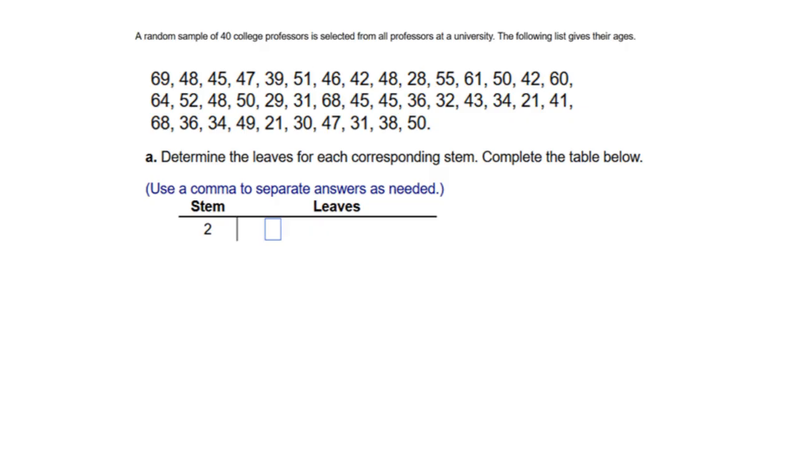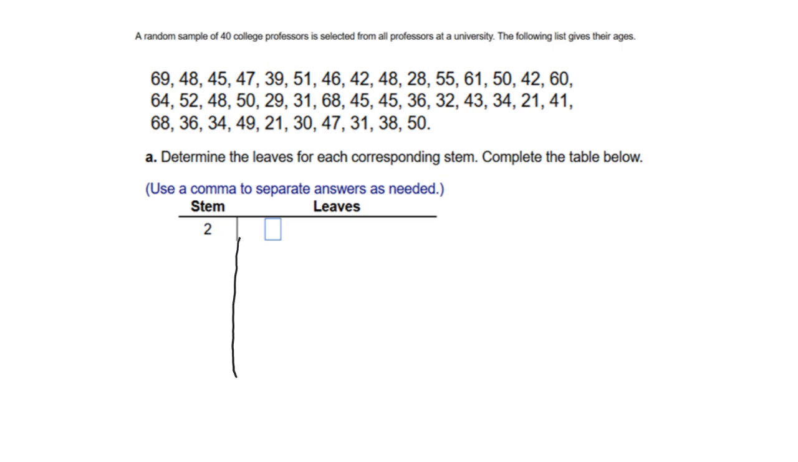All right, for this problem, it says a random sample of 40 college professors is selected from all professors at a university. And it gives you the following data of their ages. All right, so this is the age of 40 professors at selected university. It says determine the leaves for each corresponding stem. Complete the table below. See if I can give myself a little more room here.